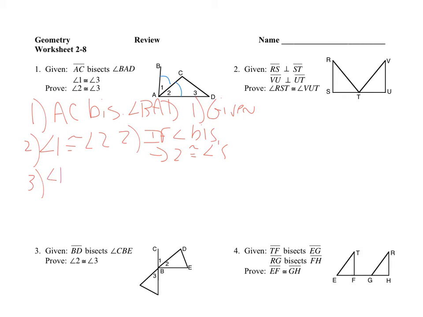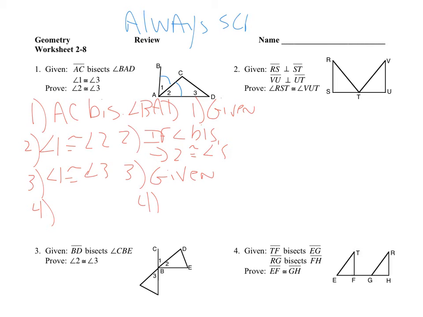We got angle 1 congruent to angle 3, and that's a given. And nothing stands out in the diagram. There's no more logic there. But we're always scanning for transitive. So remember, I'm going to put a note up here: always scan for trans.